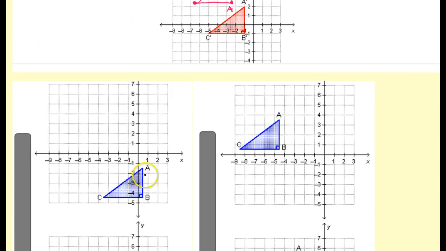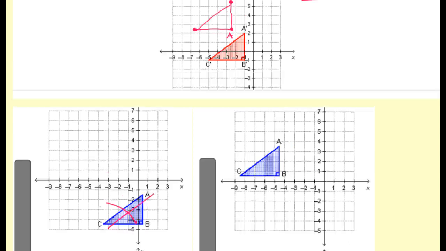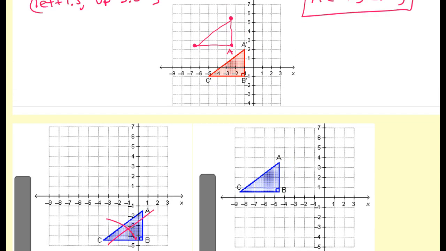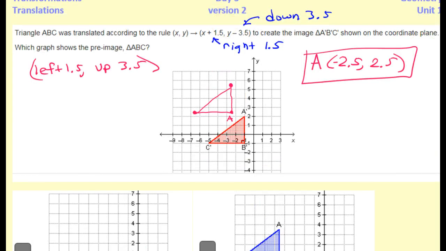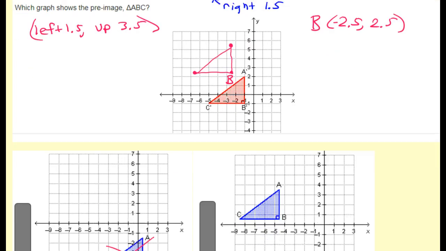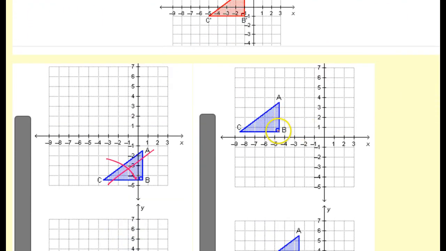Okay, well, this one's not even in the right quadrant. Okay, this one is in the correct quadrant. Did I say A? This is not point A. I'm sorry, this is bothering me. This is point B. This is B prime down here, so this is point B. My bad. Anyway, point B is not in the right spot.